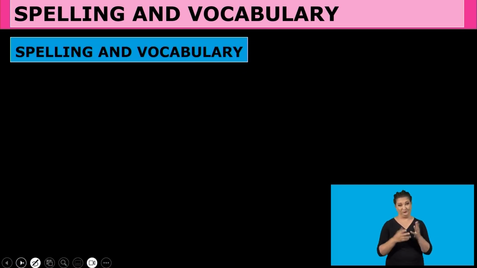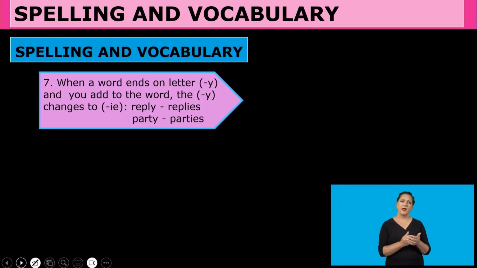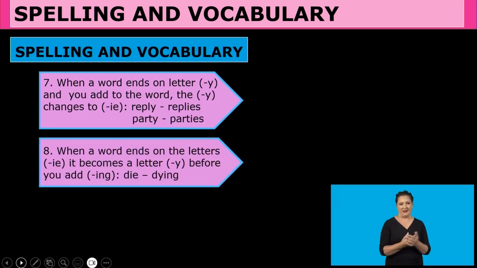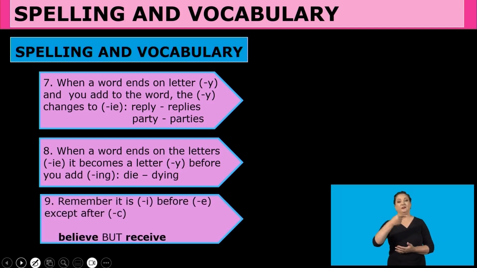So let's see if we can apply these rules. When a word ends on the letter Y, you have to change the Y to an I before we add any other suffix to the word. When a word ends on the letters IE, it becomes a Y before you add the ing, like die for dying, all right. And remember, it's always I before E, except after C. So we say believe, but then with receive, we change the order, all right.